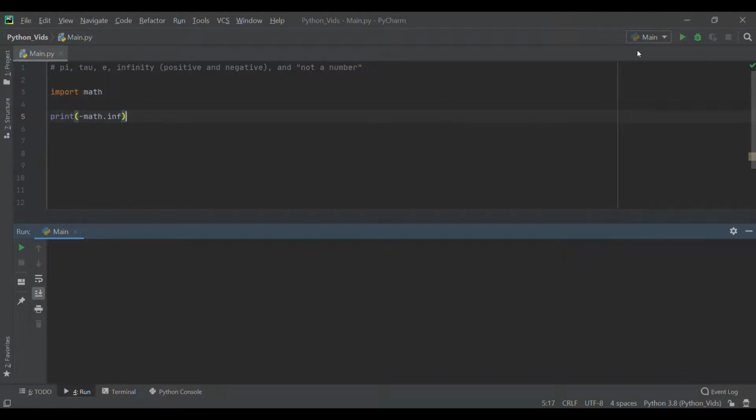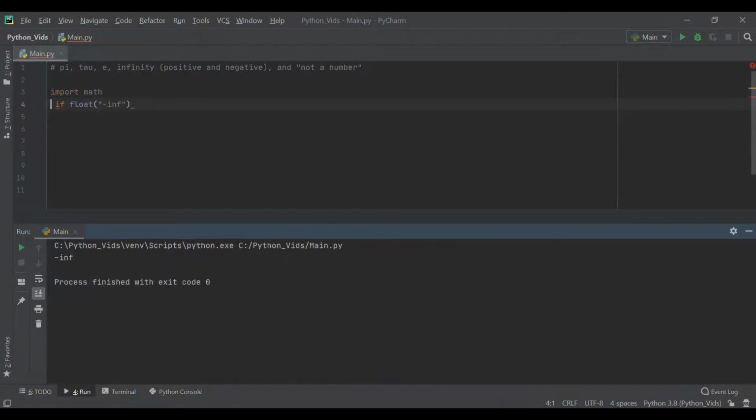Let's clear this out. And there it is, negative inf. And is that the same, you might be wondering, as saying float INF? Because you see it's negative INF. Is that the same as saying float negative infinity, like this? Well, let's find out.